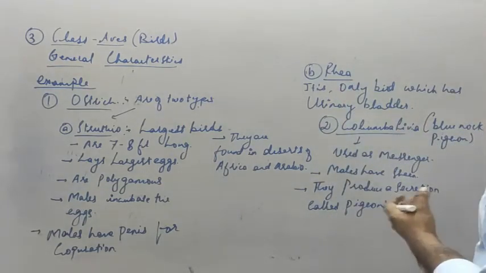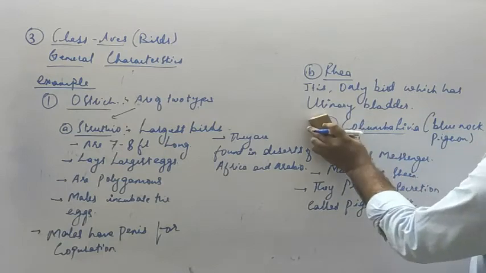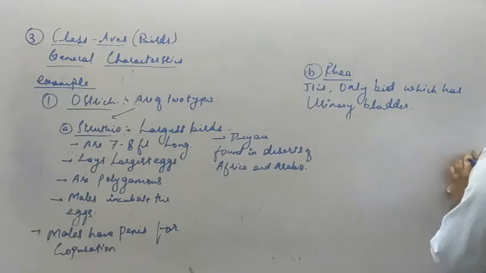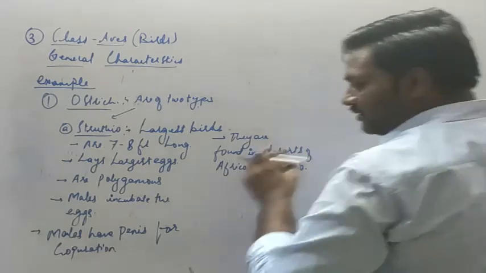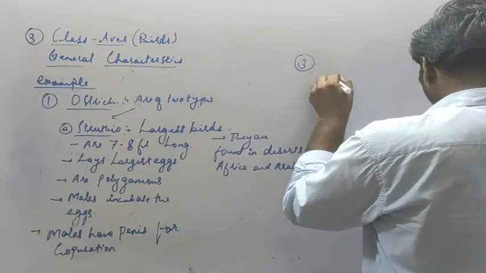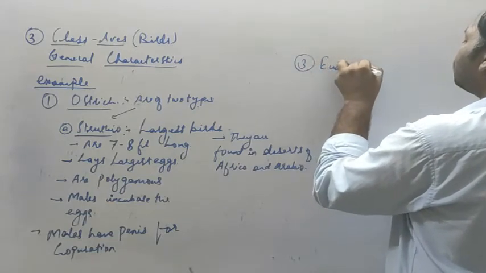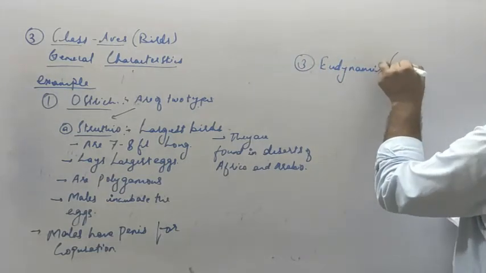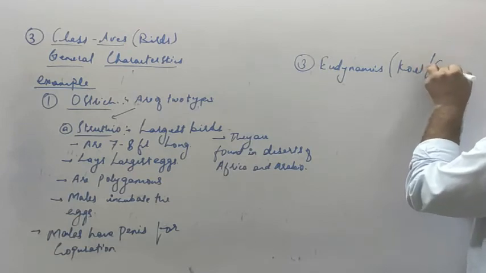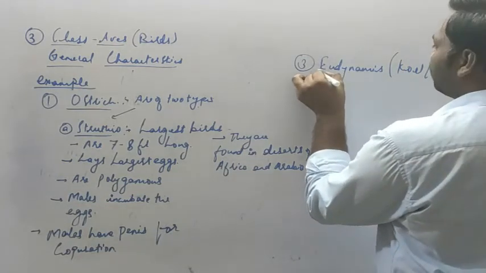The next, another example that we are going to discuss is the quail. So the third example is Eudynamis, which is commonly called the quail or cuckoo bird. Cuckoo bird. So, Eudynamis.